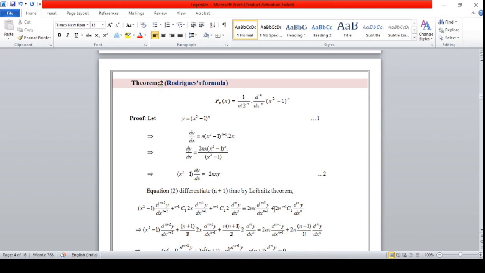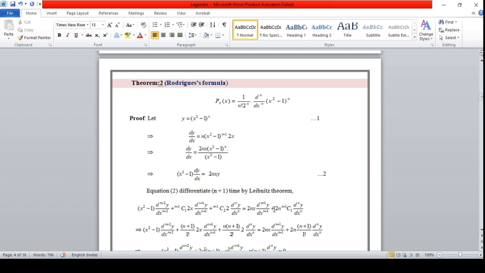Hello friends, welcome back to theorem number 2, Rodrigues formula. Rodrigues formula is P_n(x) is equal to 1 upon n factorial 2 raised to the power n, d raised to the power n by dx^n of (x squared minus 1) raised to the power n. This is the Rodrigues formula and it is most important.